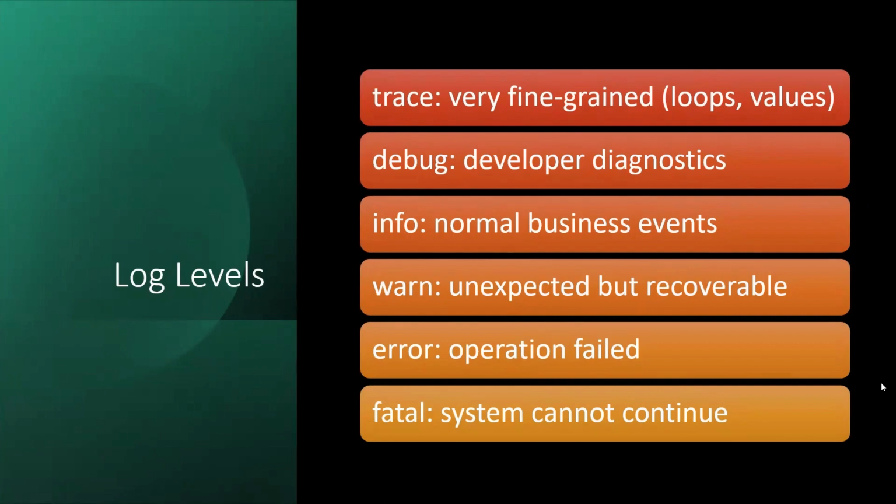We have 6 different log levels. The lowest is trace, the highest is fatal. Trace is just your very fine-grained logging. Debug is of interest to developers because that's where we get our diagnostics. Info is just normal business events. Warn is when something unexpected happens, but you can recover from it. Error means your operation failed, and fatal means that this whole system crashed and you can't go on.